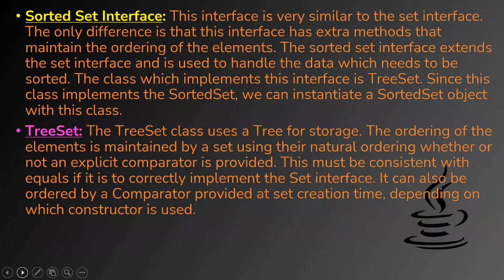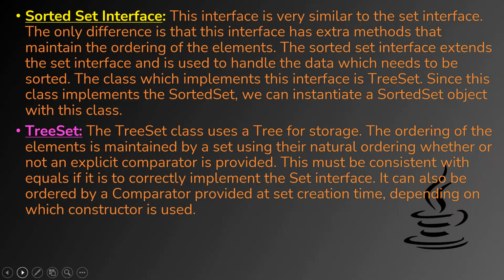SortedSet interface. The SortedSet interface is very similar to the Set interface. The only difference is that this interface has extra methods that maintain the ordering of the elements. The SortedSet interface extends the Set interface and is used to handle data which needs to be sorted. The class which implements this interface is TreeSet. Since this class implements the SortedSet, we can instantiate a SortedSet object with this class.